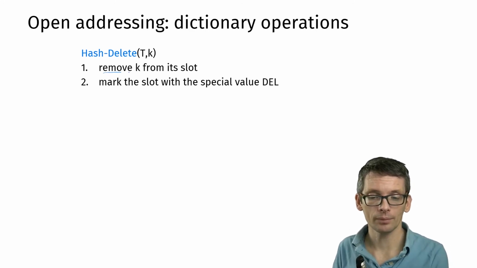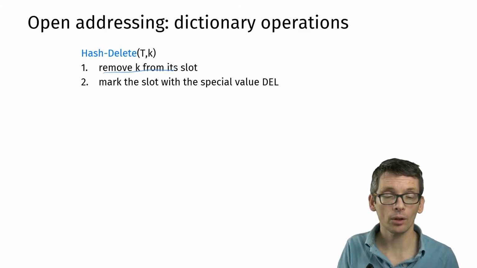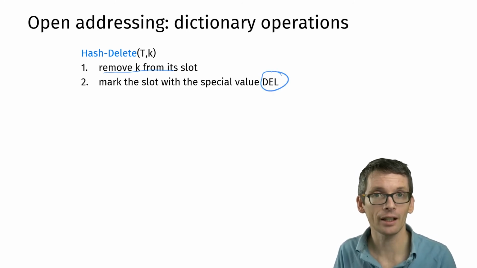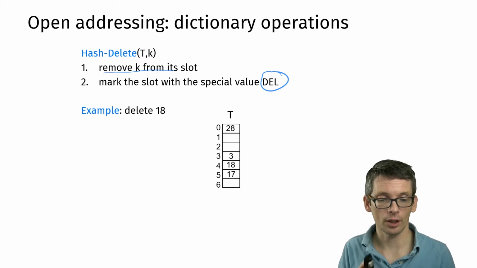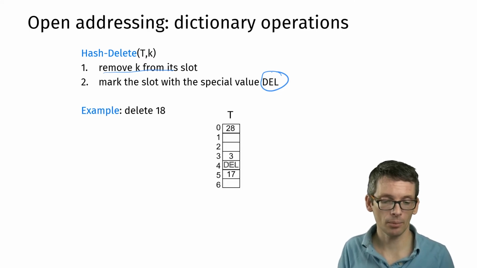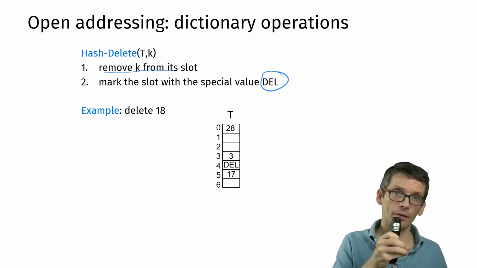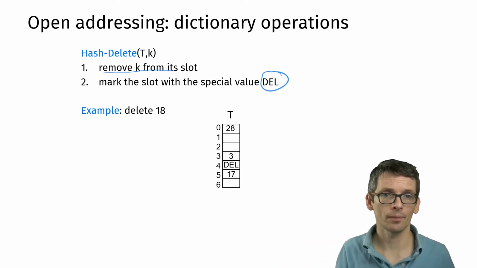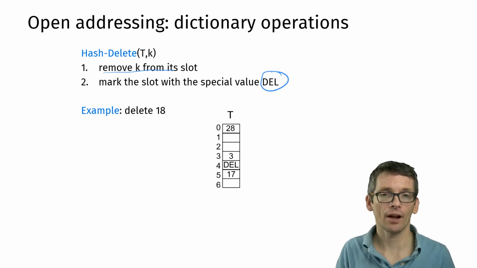We simply remove the key from the corresponding slot, but not write none into that slot, but write a special symbol into that slot, deleted. So here, for instance, we delete 18 by simply putting del in there. Again, either we already have a pointer to the 18, otherwise we would first search for the 18 and then delete it. In any way, we have this special value.